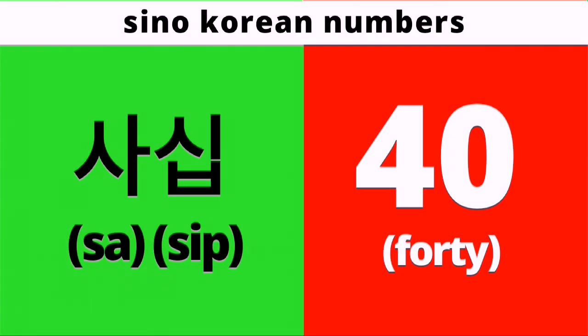Next is number 40. The Korean translation of this is sa ship. Sa means 4 and ship means 10. So it's the same as saying 4 sets of 10. And that is equal to 40. Therefore, the Sino-Korean translation of 40 is sa ship.